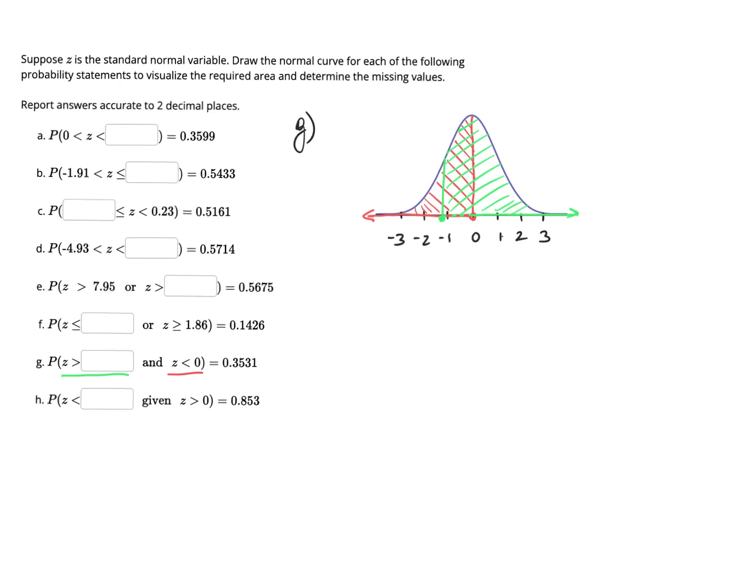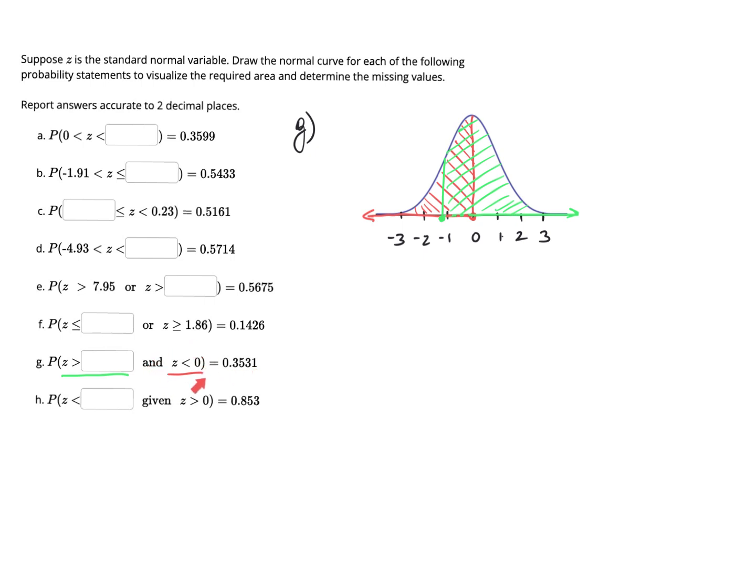For part G, I will not do the full solving process, but I will get you started with the visual, and the rest of it will become really, really obvious because you will be using the same technology to help you get those numbers. So we're looking for the probability that z is greater than some mystery boundary and z at the same time is less than 0. And this combined compound interval has the probability of 0.3531.